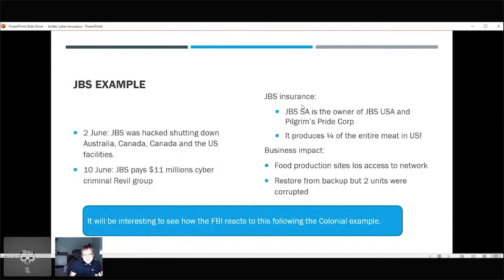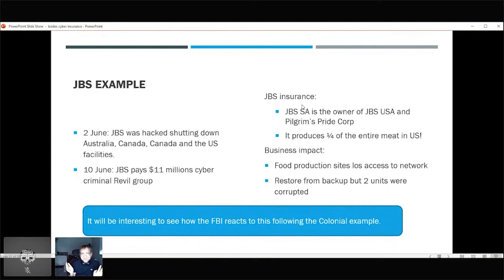JBS, another example, the meat producer. They actually produce a quarter of the entire meat in the US, which is scary. It's a Brazilian company. 7 June, they got hacked. They had to shut down 4 facilities. And on the 10th of June, a couple of days ago, they basically paid 11 million to the REvil group, right?